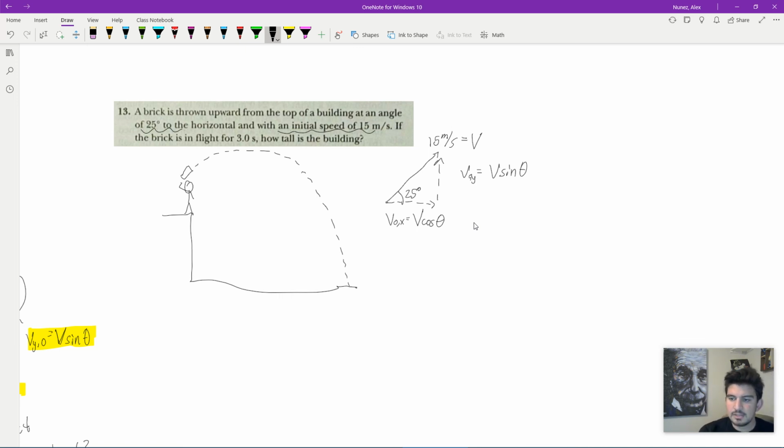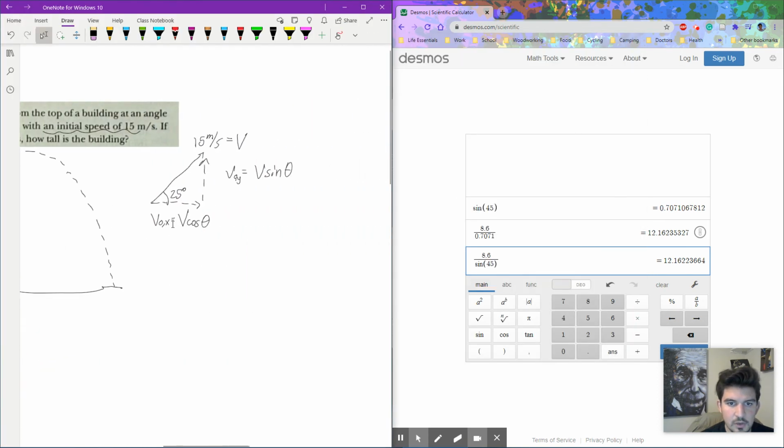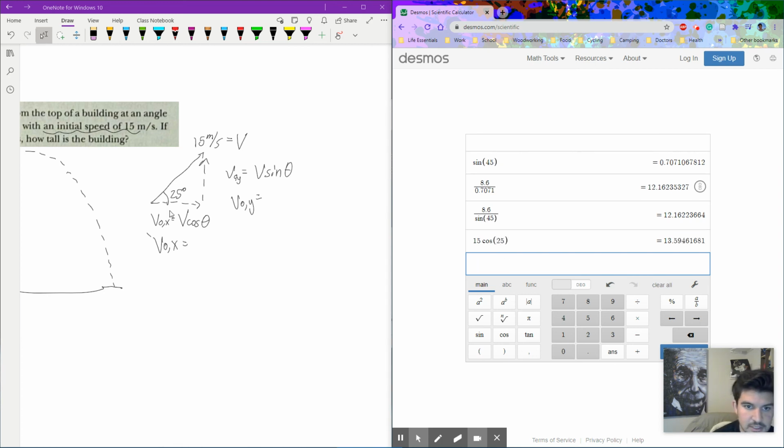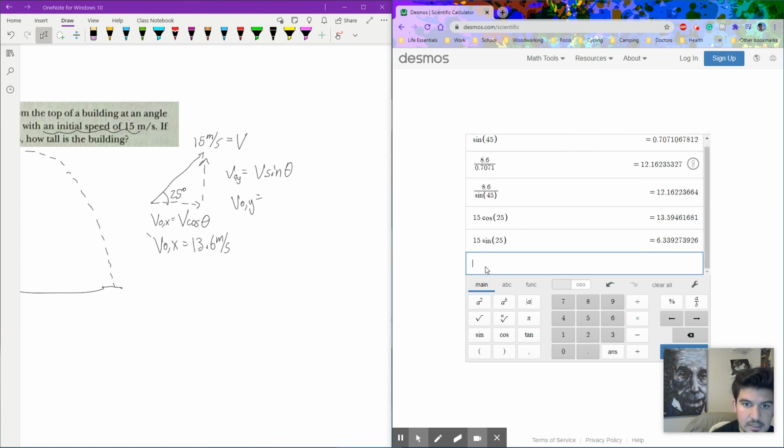And if you already start a problem with big V and your angle, I highly recommend just really quickly calculating your initial horizontal and your initial vertical. It'll just help you with your setup a little bit later. So I'm going to go ahead and enter these into my calculator now. Big V is 15 times cosine of 25, and that gives me 13.6 for my initial horizontal velocity. And then I'm going to do 15 times sine of 25, and that gives me my initial vertical velocity.